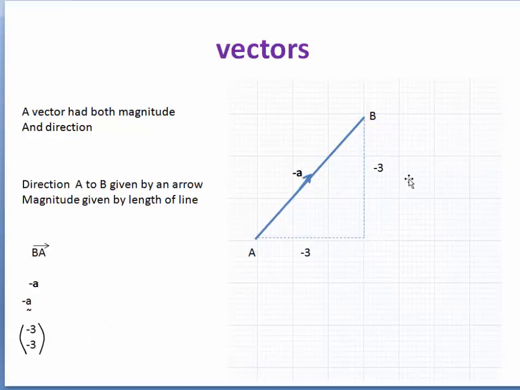If we're going in the opposite direction from B to A, we write that as capital BA with an arrow signifying that's the direction we're going from B to A. The vector would be the opposite direction of A, so it would be minus A. And the column vector from B to A, we're going minus 3 units down, so the bottom one would be minus 3, and we're going minus 3 units across, so the top one would be minus 3. So top is horizontal, bottom number is vertical.